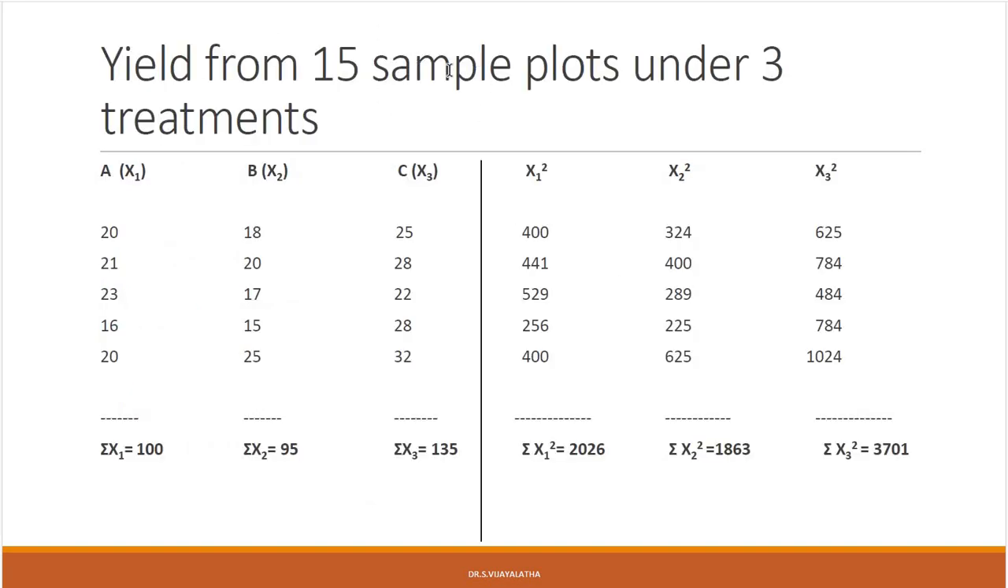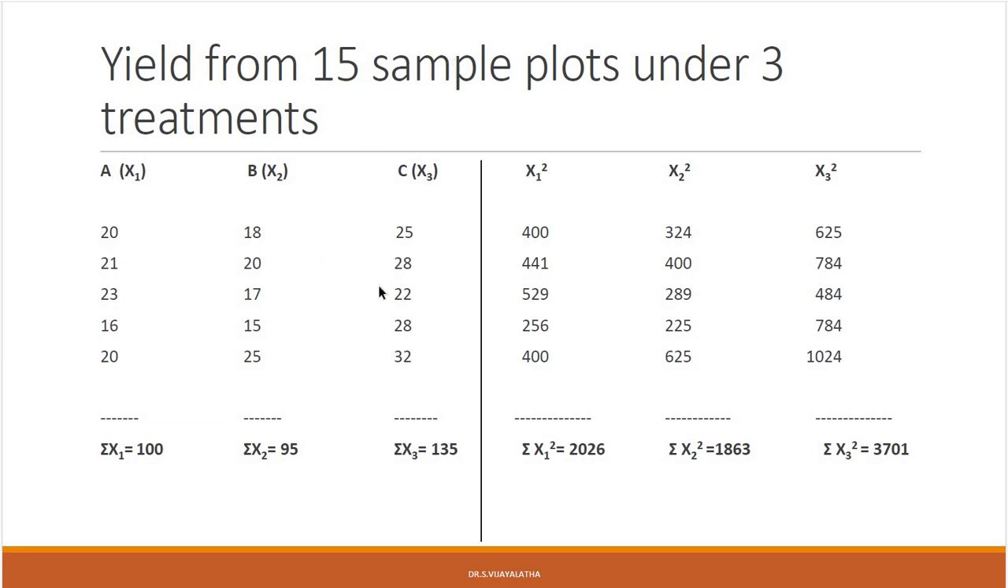So suppose we have a problem like this. We have 15 sample plots under 3 different treatments. So we have 5 plots for each treatment. Now we are comparing, for example, let the treatment be seed variety. Then we are comparing the yield for the 3 different seed varieties. Since we are comparing one criteria, this is one-way ANOVA. If we are also comparing another criteria simultaneously like soil quality, then it becomes two-way ANOVA. This is an example for one-way ANOVA.